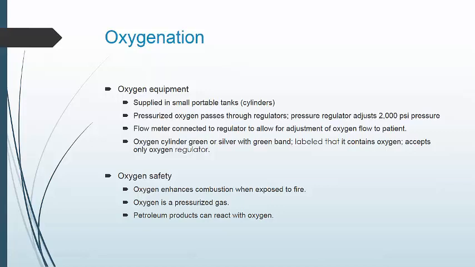And occasionally you will see regulators that also have a high pressure outlet that you can connect directly into with some CPAPs or other machines or transport ventilators, things like that, that allow for higher outputs of flow rate there. Your oxygen tanks or cylinders are going to be green or silver with a green band, and they're going to be labeled that it contains oxygen, and they will only accept an oxygen regulator. This is so that you don't mistake it for some other type of compressed gas tank and create problems there. We don't want to kill anybody there.